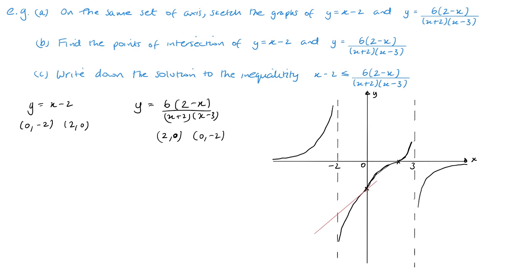And then all that's left is to put in our y equals x minus 2, which I'll write in red there. So I've done part A. I've sketched both graphs. Now part B, find the intersection. Well, I've already found the intersection. So normally I'd have to make them equal and then solve. But in this case, we found the intersection is 0, minus 2, and 2, 0.